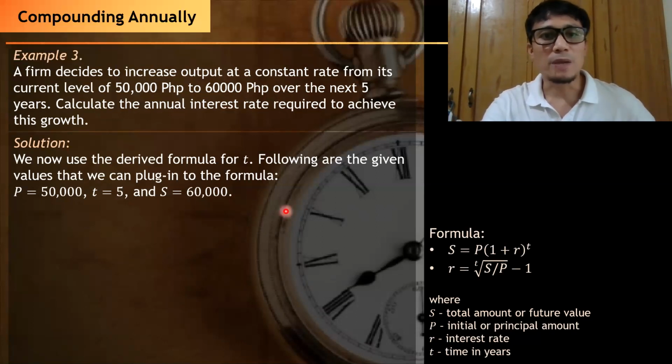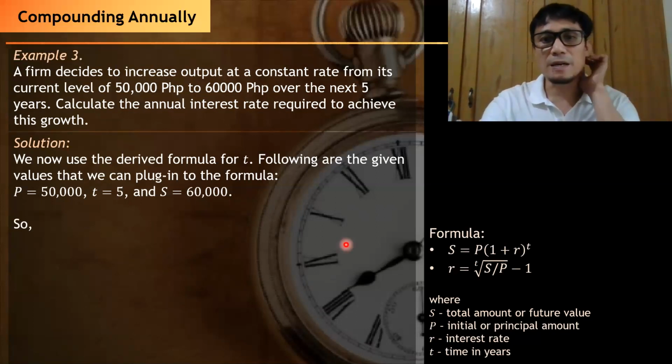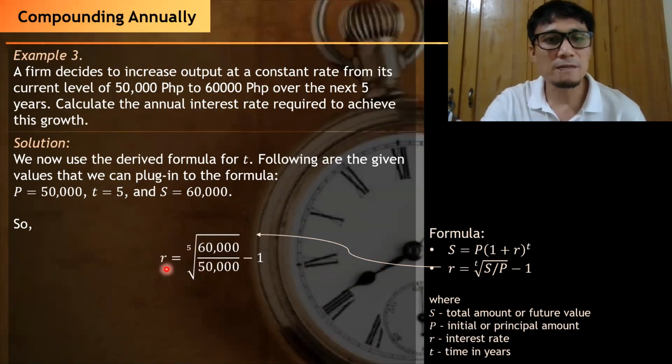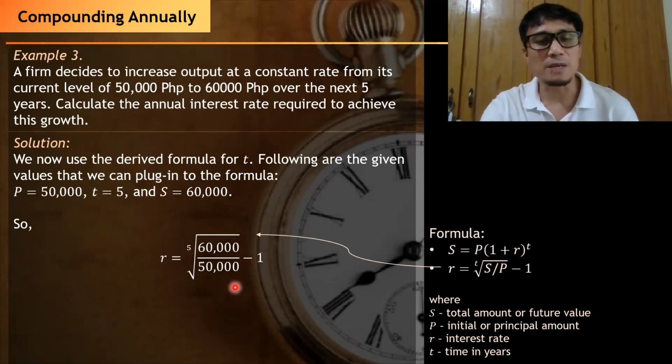So we plug that into this formula. Your formula is R equals the T root of S over P minus 1. So we substitute the given. We have this expression, right? Okay. R equals the fifth root of 60,000 over 50,000 minus 1. And then again, using our calculator, if you are using a scientific calculator, there's a way to compute for the fifth root of a certain expression.